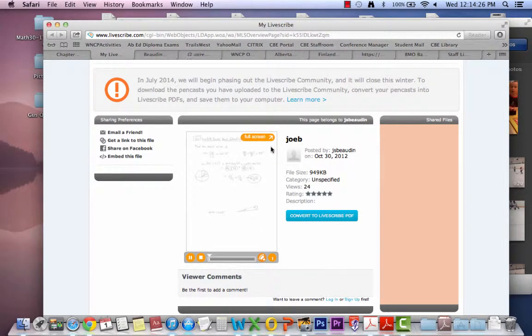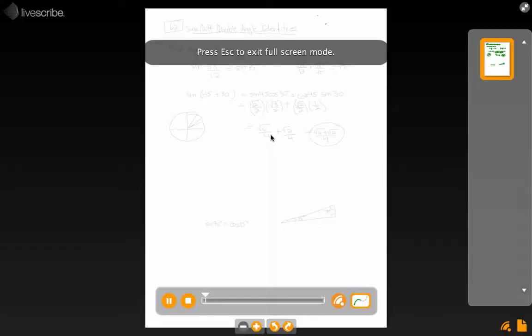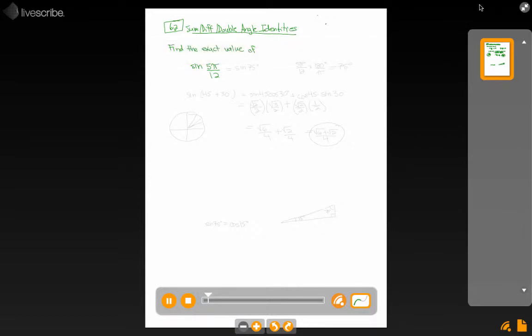This example comes from 6.2, sum and difference double angle identities. In this example, we're asked to find the exact value of sine 5 pi over 12. Now 5 pi over 12 shouldn't be a number that you recognize off of our unit circle. It's not a multiple of 30, 45, 60, 90, etc. But it might be hard for you to picture what 5 pi over 12 actually is.